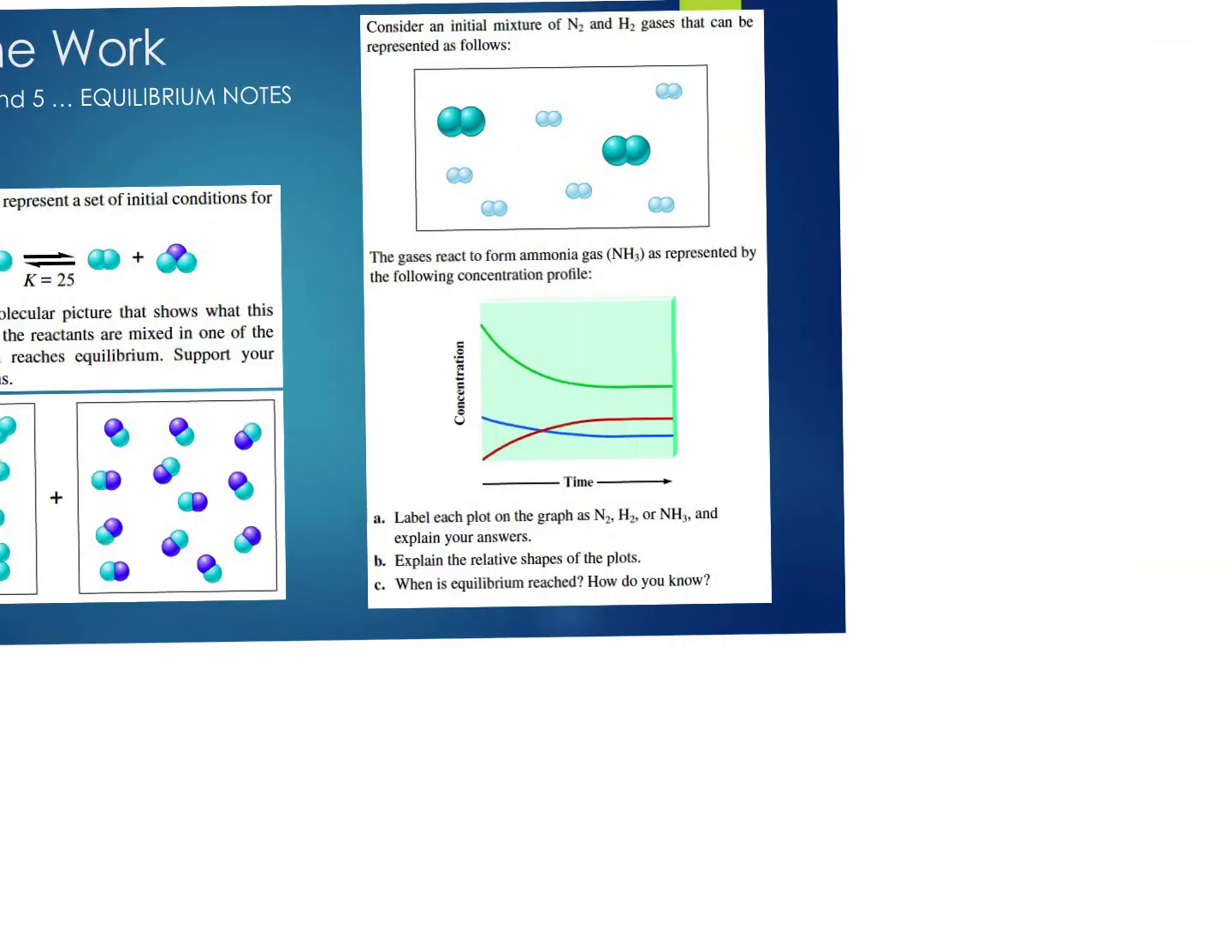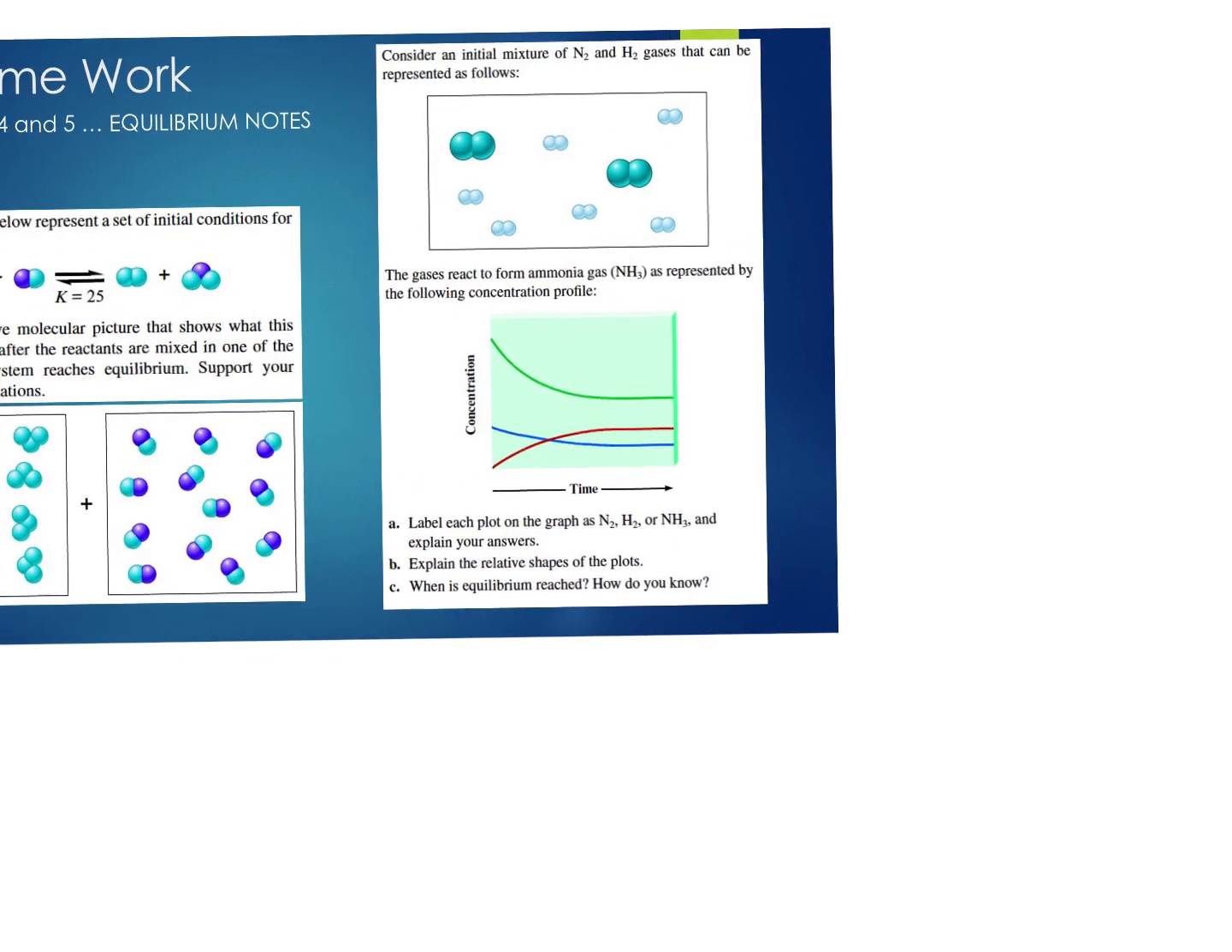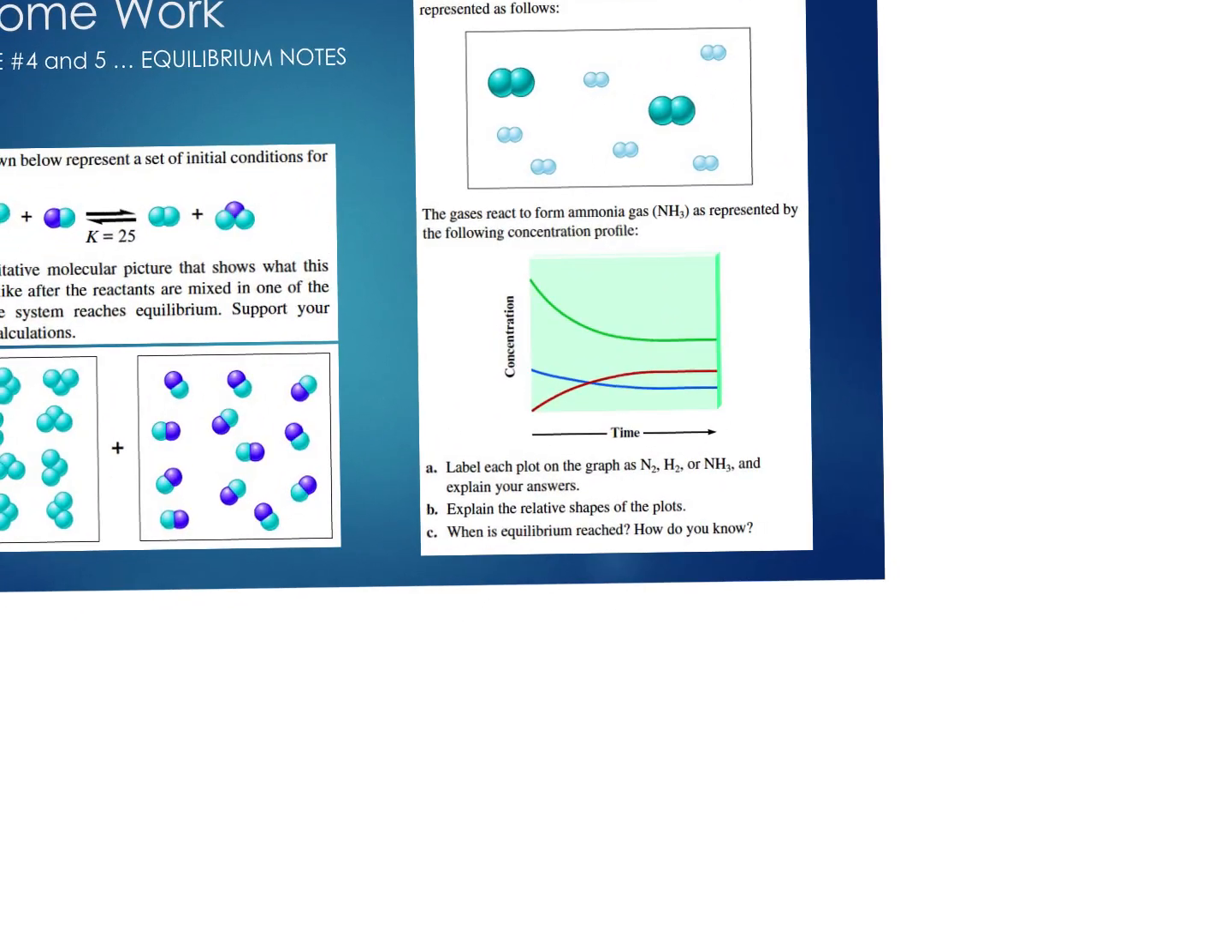All right, our other problem asks us to consider the initial mixture of N2 and H2 that can be presented as follows, and then the gases react to form ammonia, represented by the following profile. It says label each plot on the graph as either N2, H2, or NH3, relative shapes of the plots, and when is equilibrium reached. All right, so if these are my reactants to begin here, we know that the reaction is going to be N2 plus H2 goes to NH3.